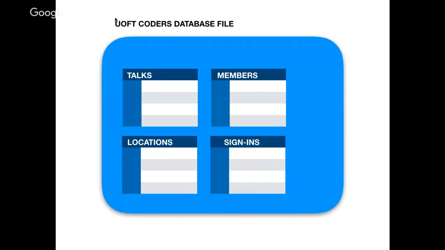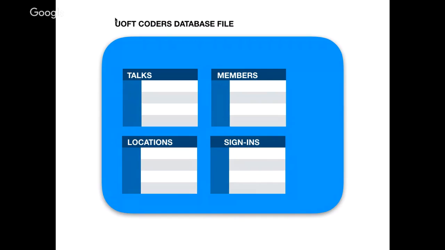Members could be the list of people in U of T Coders. Locations could be places where U of T Coders have their meetings. And then sign-ins could be if people were checking in and attending meetings, you could record when they arrived, right? So you can even see that there may be some interrelations between these tables, because maybe sign-ins might have a reference to which talk that occurred that it's recording, and which member signed in for which talk. So these can be interrelated.